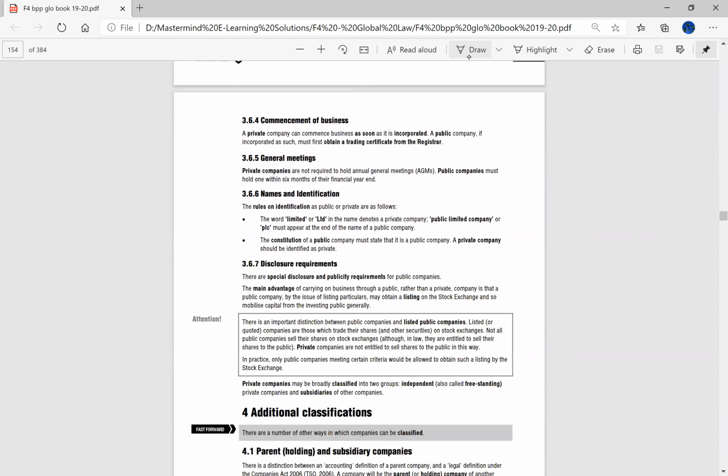I want you to read these details: commencement of business and general meetings. Private companies are not required to hold annual general meetings, which means private limited companies and public limited companies need to hold one AGM within 6 months of their financial year end. Okay. Also, they both need to get their reports audited as well.